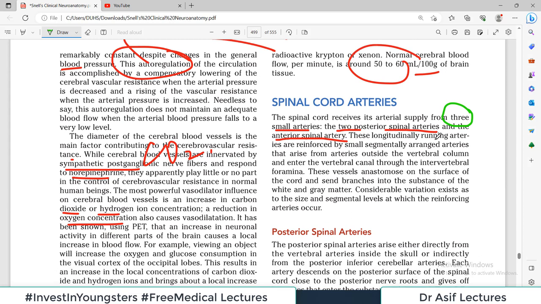Now, these longitudinally running arteries are reinforced by small segmentally arranged arteries that arise outside the vertebral column and enter the vertebral column through the intervertebral foramina. These vessels anastomose on the surface of the spinal cord, and send branches to the substance of the white and the gray matter. Considerable variation exists in the size and segment.